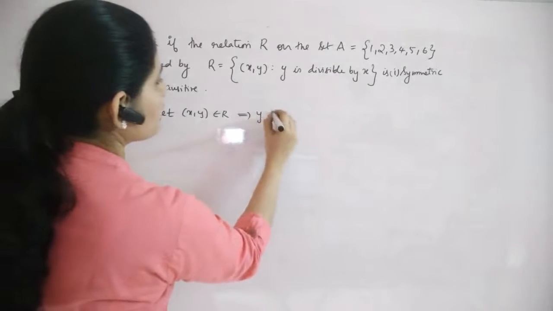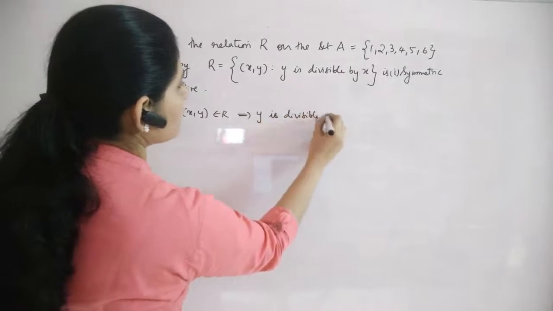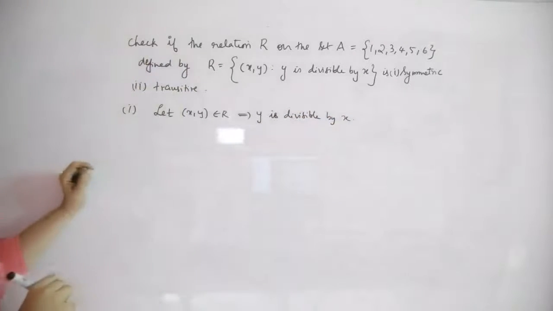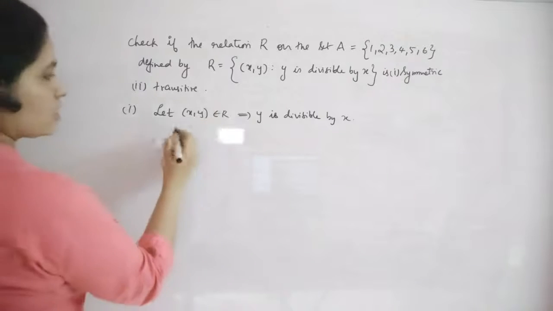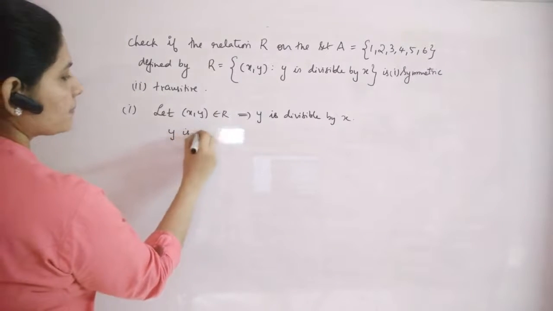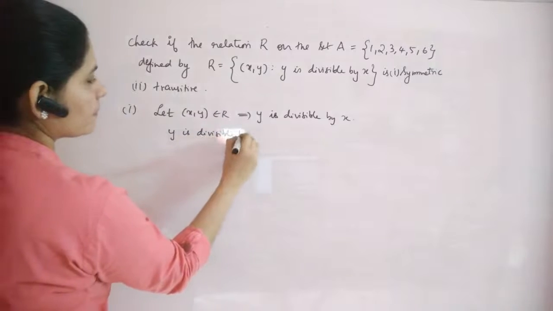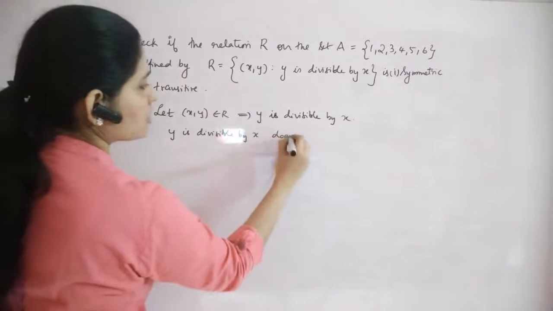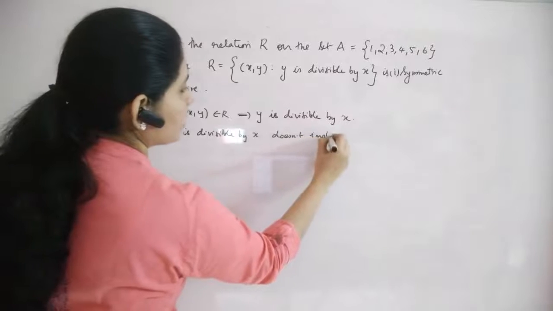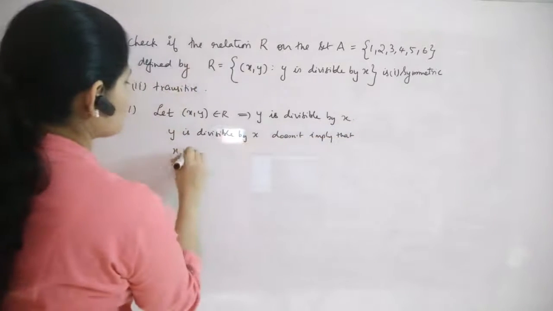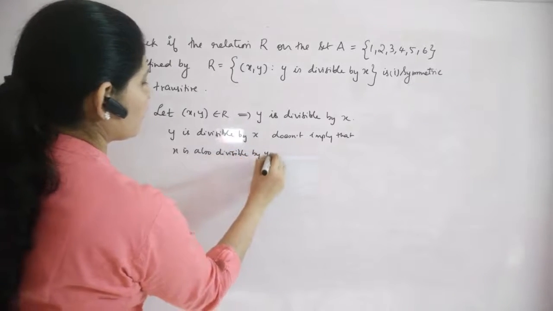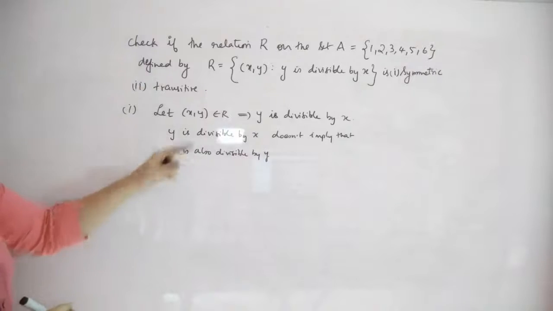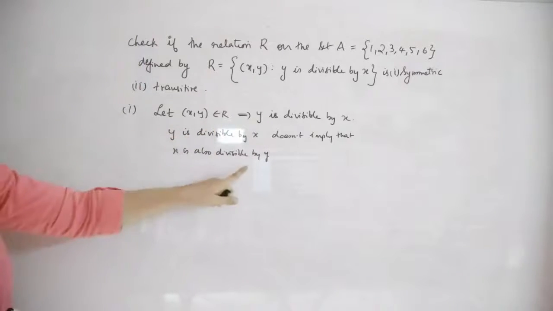That means y is divisible by x. Now y is divisible by x all the time doesn't mean that x is also divisible by y, right? This does not imply that x is also divisible by y, because in order to get (y, x) belongs to R, we should get x is divisible by y.